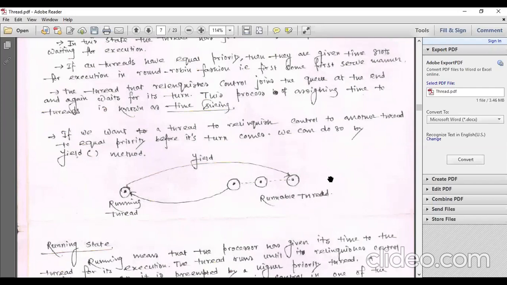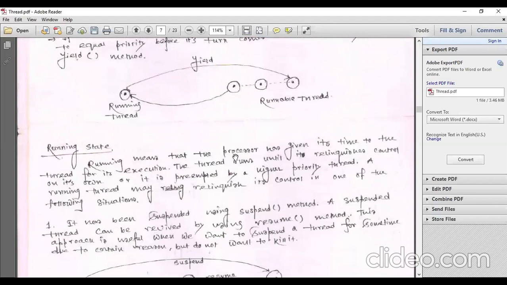Now, if you call the yield method, what is the consequence? Immediately, this thread relinquishes its control, rather leaves its control from the processor, and joins the queue for next execution. At the same time, what happens? The next thread that is waiting in the queue gets the processor and comes into the picture. So this is the function of the yield method that I already discussed, and this is the explanation of the yield method.